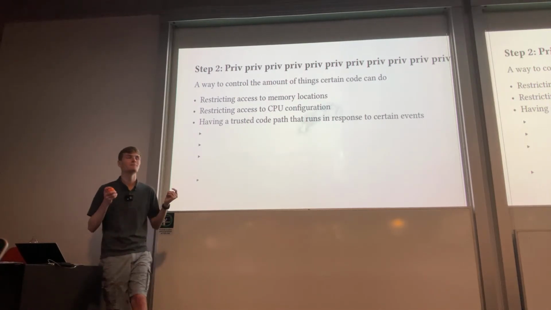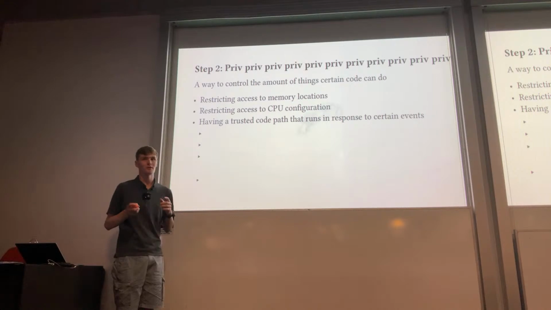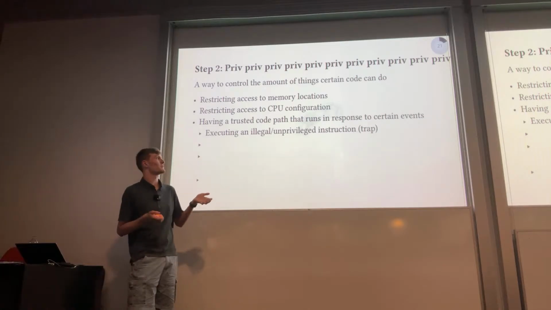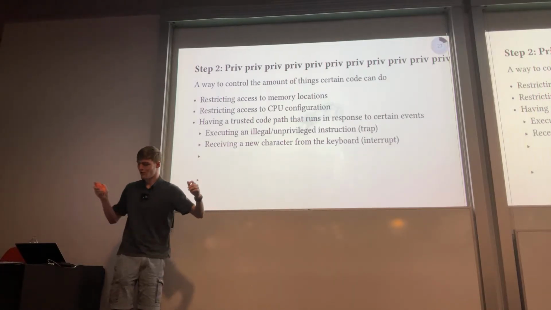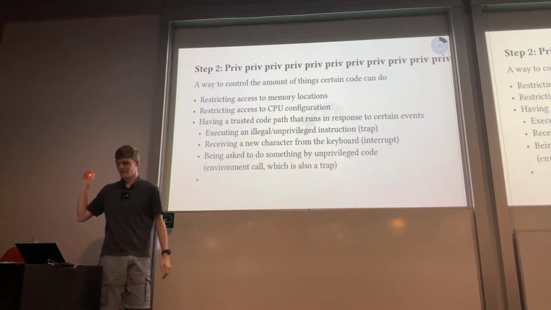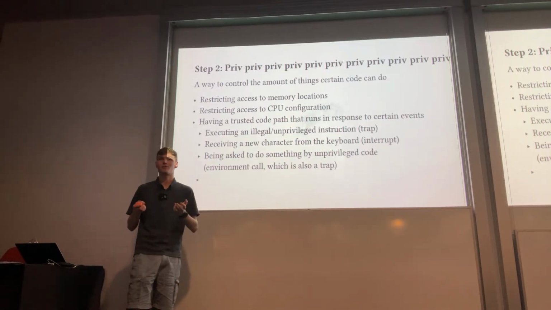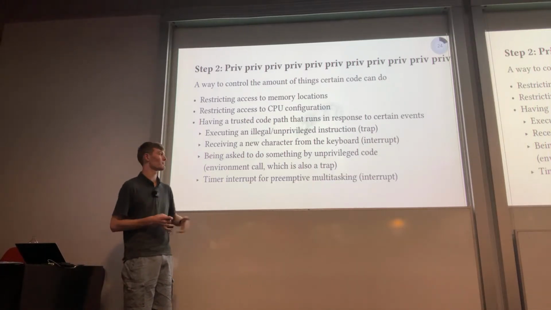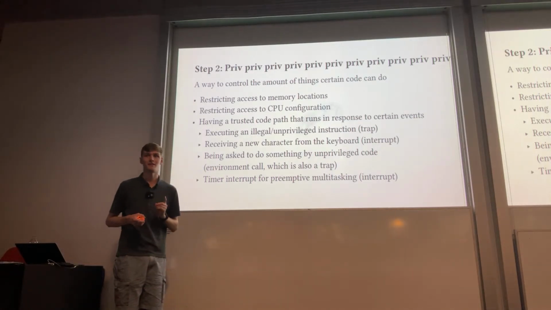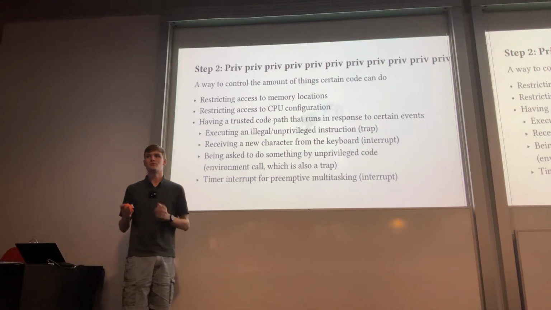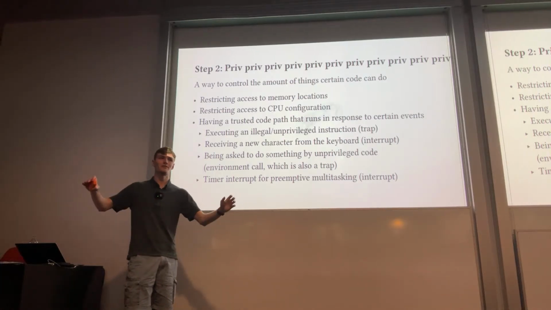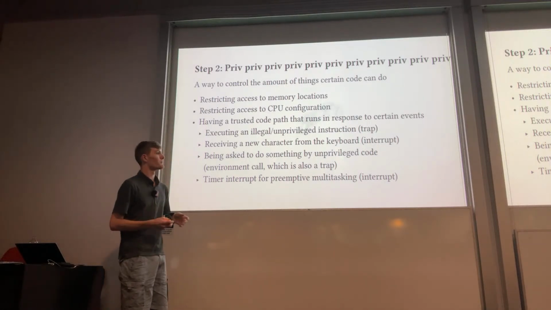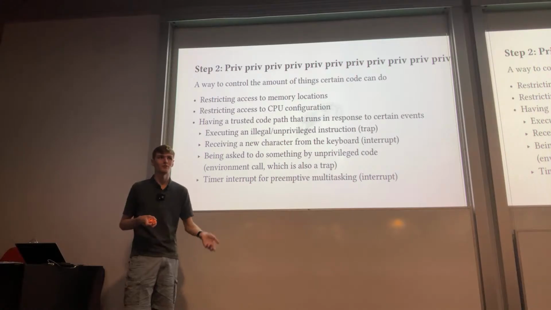So traps and interrupts follow the same code path in RISC-V, and what they are is when the CPU executes an illegal instruction, or gets a new key from the keyboard, or gets a request from a user mode application to do something, or even has a regular timer interrupt, which is what Linux sets up. The CPU jumps code execution from wherever it was, anywhere in memory, to a dedicated trap handler, which then decides what to do based on what the trap is.